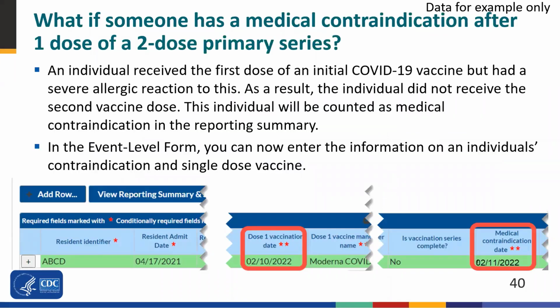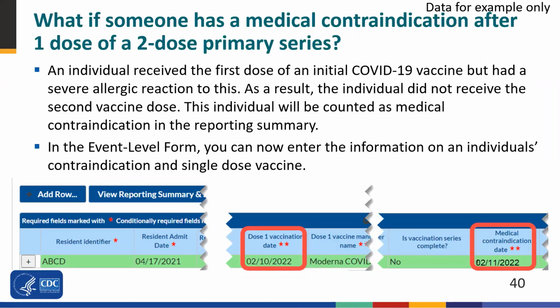Now we will review if someone has a medical contraindication after receiving dose 1 of a 2-dose primary series. Suppose at your facility, an individual received the first dose of an initial COVID-19 vaccine, but had a severe allergic reaction following the vaccination. As a result, the individual did not receive the second vaccine dose. This individual will be counted as medical contraindication in a reporting summary.